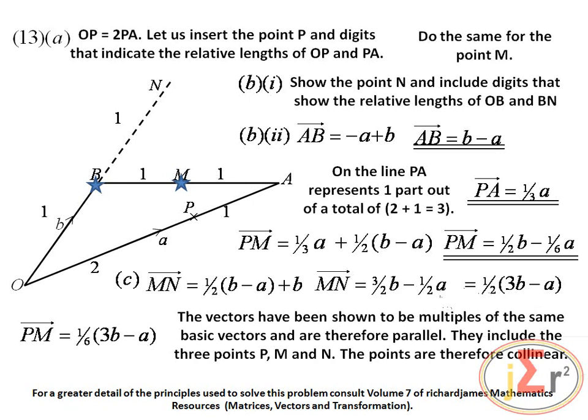And if two vectors that join 3 points are parallel, we are sure that the 3 points are on the same straight line, or we may say that the points are collinear. So there we have the two vectors, and they are products of the same vector.